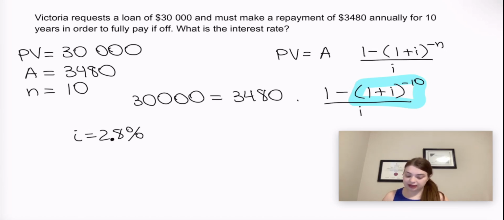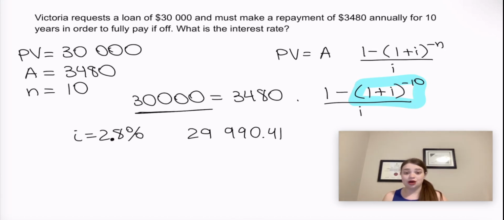So when I do that, I get about $29,990.41. Now, I want to briefly discuss why we're not going to get the exact right answer, because this is extremely close. This is less than $10 away from a multi-thousand-dollar loan. So clearly it's very, very close.